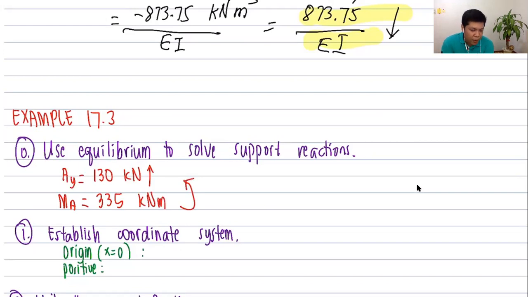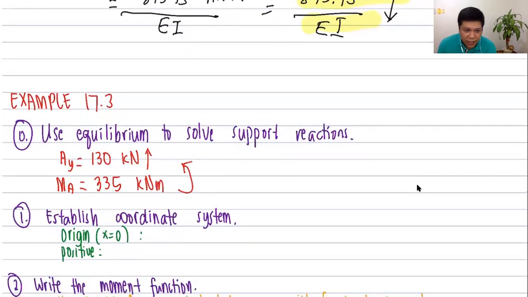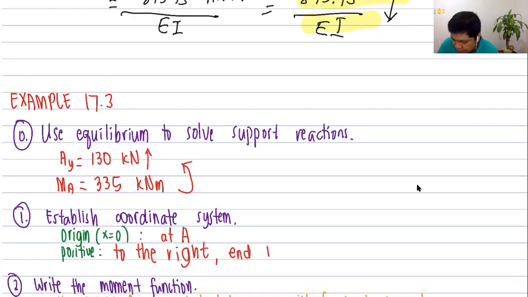Let's solve the problem first using our typical coordinate system. So step 1, the origin is where x is equal to 0. Let's say that I will set the origin at A. So my x equals 0 is at A. Then, conventionally, our positive is to the right. Therefore, if my positive is to the right, what is the end? Try to answer. So the end is actually C. Very good.